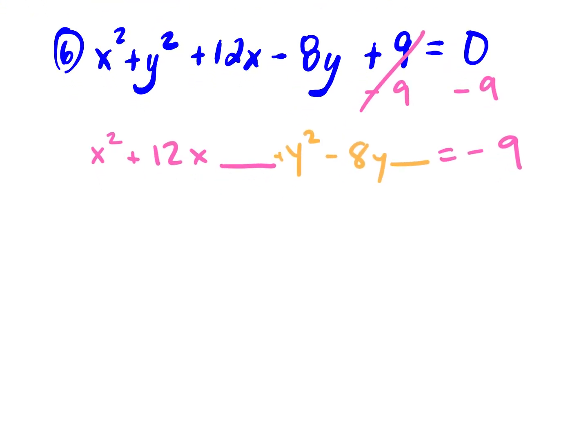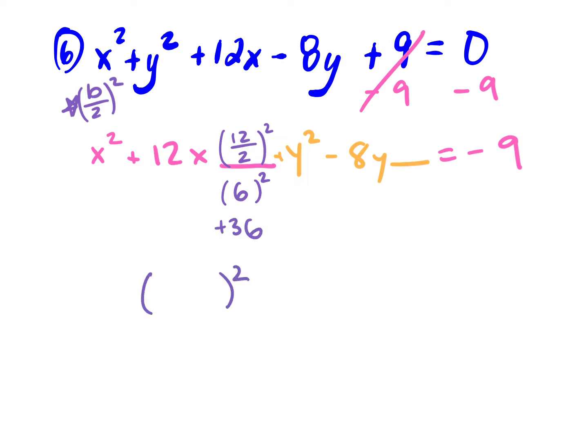So first, let's complete the square with the x's. What's that formula that I used to complete the square? B over 2 squared. And what's my b for the x's? 12. So this would be 12 over 2 squared. 12 over 2 would be 6. 6 squared is 36. So what's going to go into my parentheses squared? X plus 6. Awesome. And then what do I do with the 36? I have to make sure I add it to the other side also.